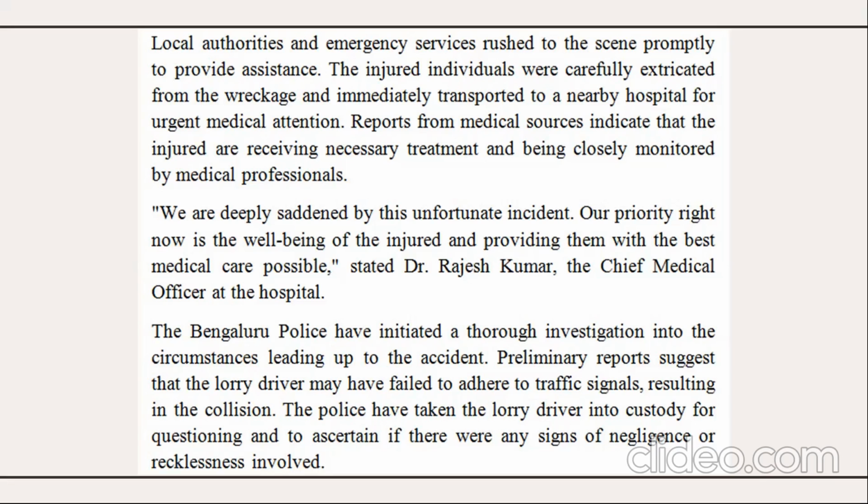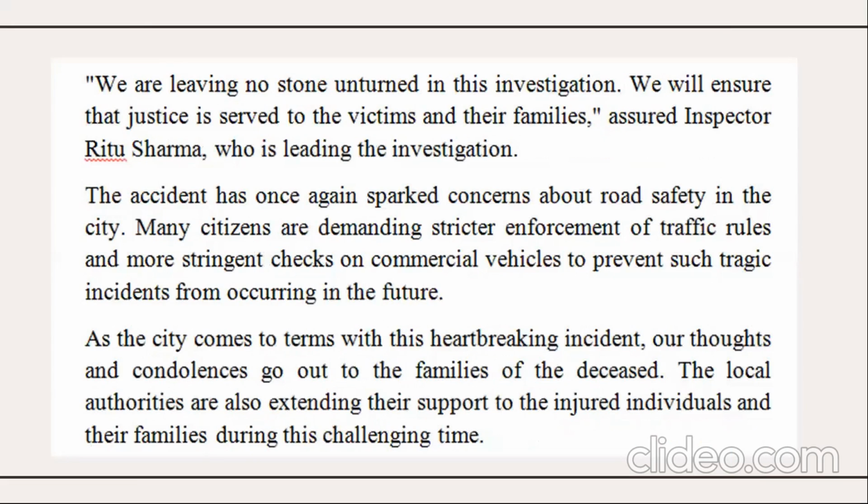And this question is for 5 marks. And further, we have some more information. The accident has once again sparked concerns about road safety in the city. Many citizens are demanding strict enforcement of traffic rules and more stringent checks on commercial vehicles to prevent such tragic accidents from occurring in the future. As the city comes to terms with the heartbreaking incident, our thoughts and condolences go out to the families of the deceased. The local authorities are also extending their support to the injured individuals and their families during this challenging time.